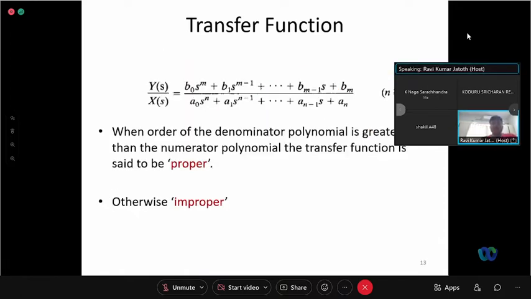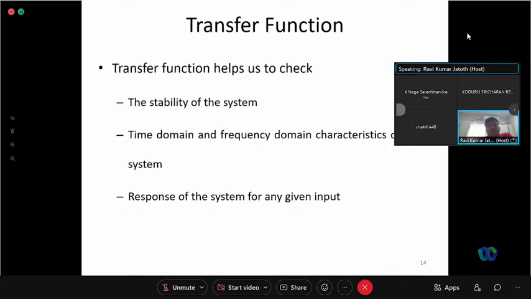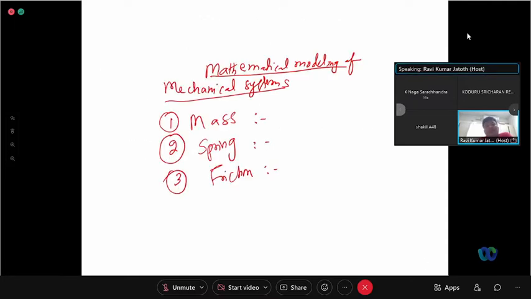Now, if the order of the denominator polynomial is greater than the numerator polynomial, then the transfer function is called proper transfer function, otherwise it is called improper transfer function. So this transfer function helps us in deciding the stability of the system, time domain and frequency domain characteristics of the system, and response of our system for any given input. So that is what transfer function is. So now we will go ahead step by step.